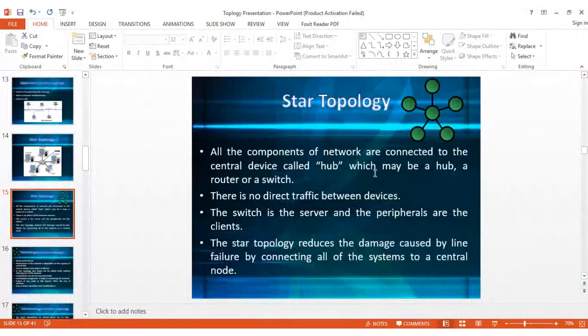Now, in the star topology, all the components of the network are connected to a central device called the hub. We have seen that if you switch off the hub, or if the router fails, the whole network fails. And in this topology, we do not have direct traffic between the devices.